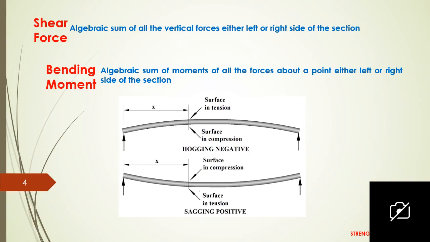So you can see, bending moment is the algebraic sum of moments of all the forces about a point either on the left or right side of the section. If you want to find the moment at a particular point, you have to take the moments of all the forces on the left side, or moments of all the forces on the right side, about the particular point where you want to find the bending moment. So this is the basic definition for shear force and bending moment.